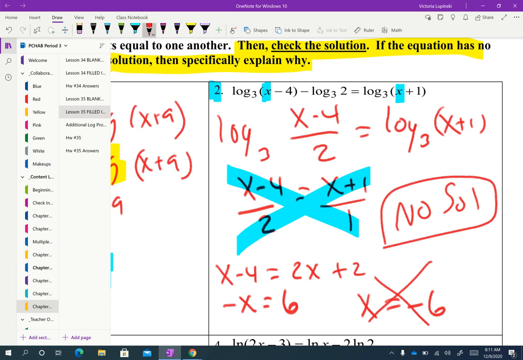Please be advised that if you were to come across a problem where there are more than one potential solutions and some of them work, it wouldn't be a no solution. It would just be whichever one happens to work.